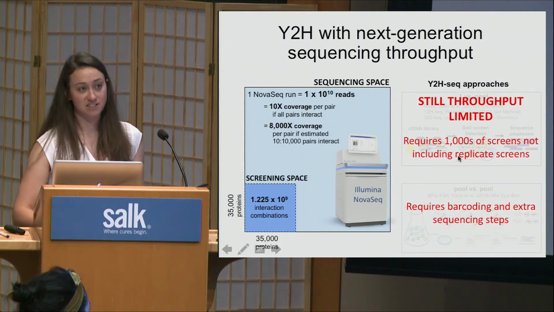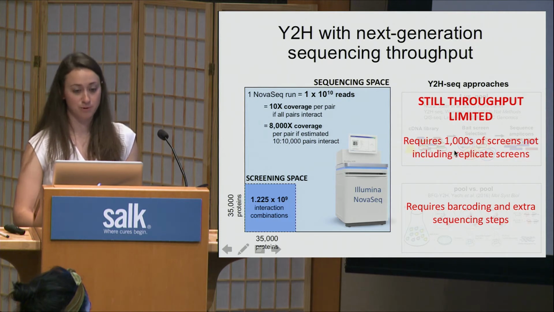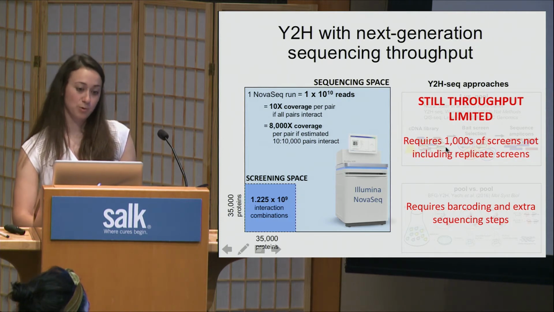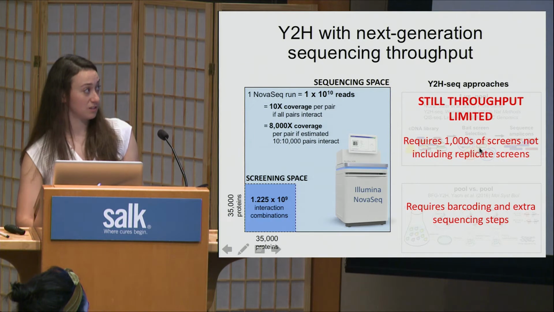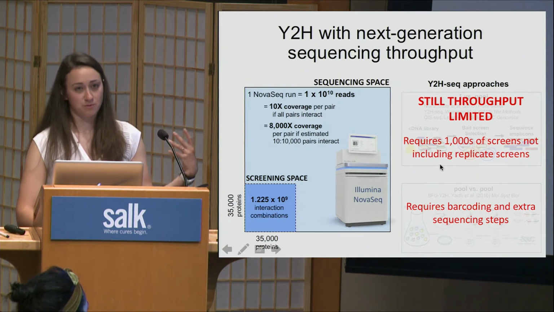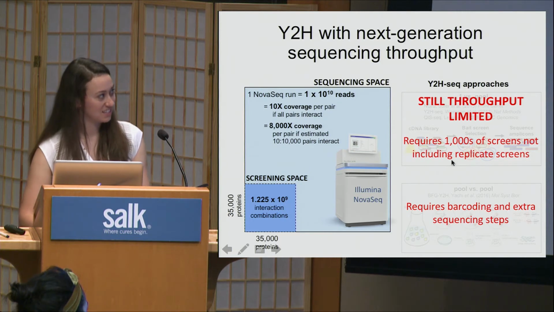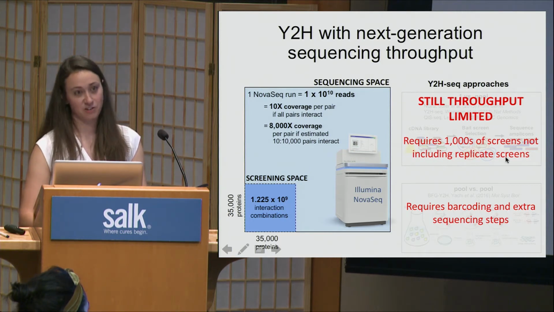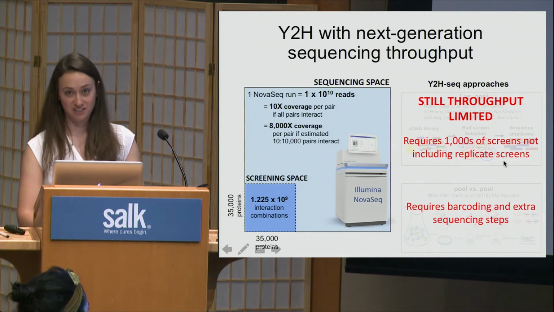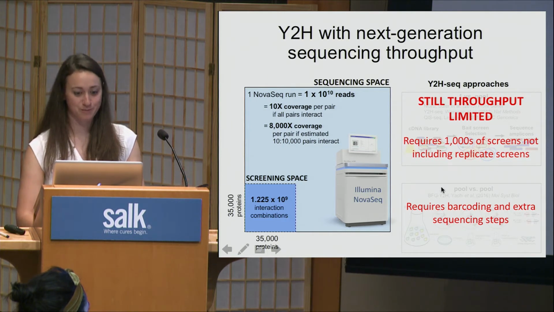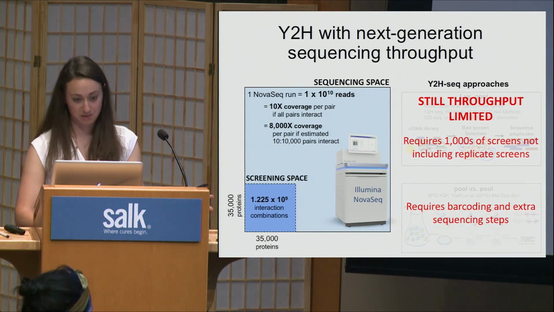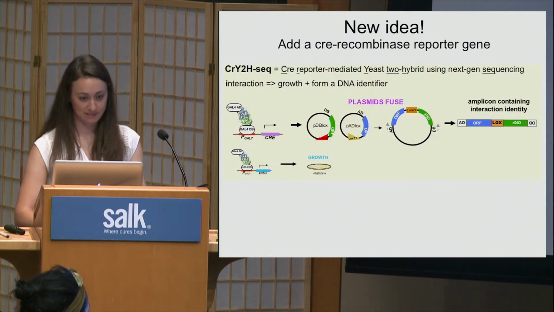However, these methods are still limited in their throughput. So the one versus pool method still requires thousands of screens to detect all the interactions. And that's not including the replicate screens that need to be done to make sure your data is reproducible. And the barcode technology still requires all these extra sequencing steps that become costly as you scale up.